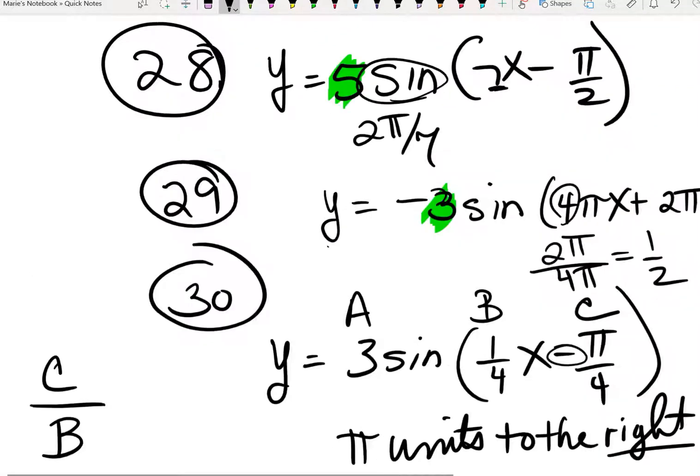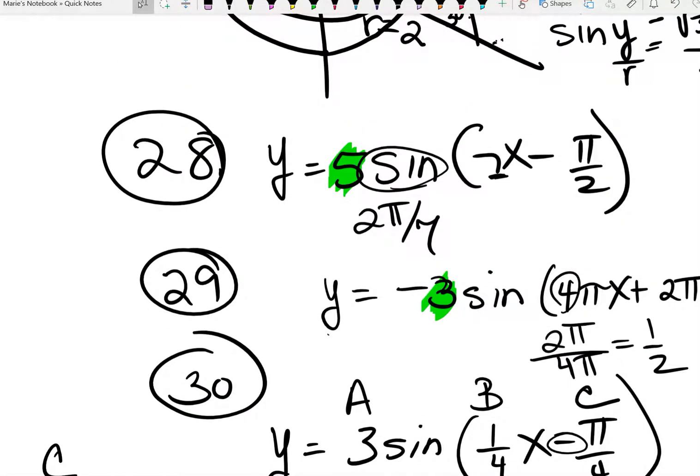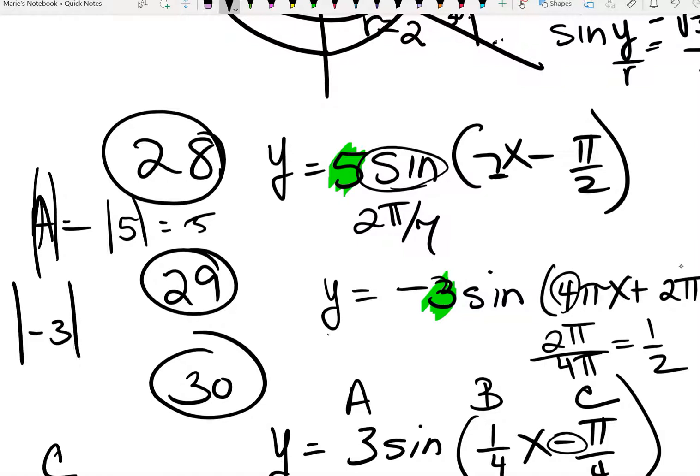One more thing, going back to the amplitude, remember the amplitude A is actually the absolute value of A for the amplitude. So it's the absolute value of 5 is 5, the absolute value of negative 3 is 3, and so on. Okay?